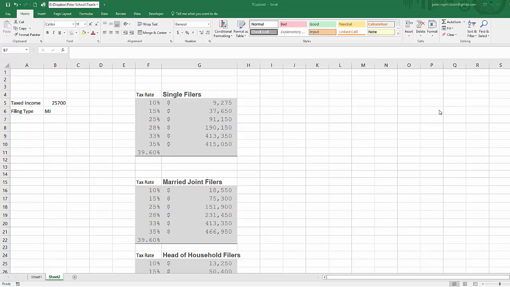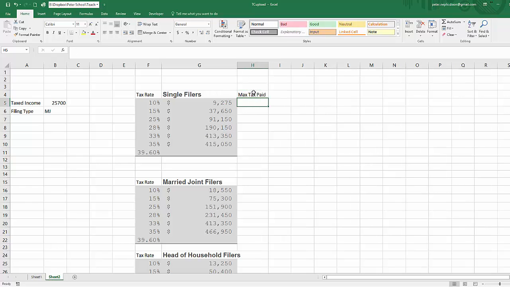So the first thing we're going to do is compute what I'm going to call the max tax paid. What this calculates is, if your income was exactly this much, what would your taxes be? So if your income is exactly $9,275, then your taxes are going to be 10% of that.